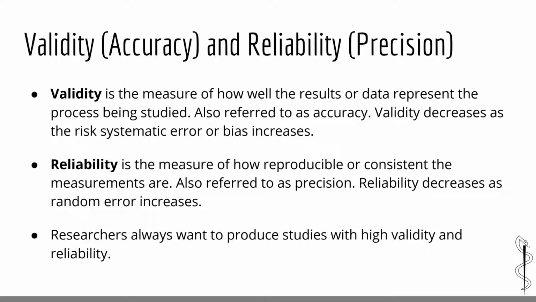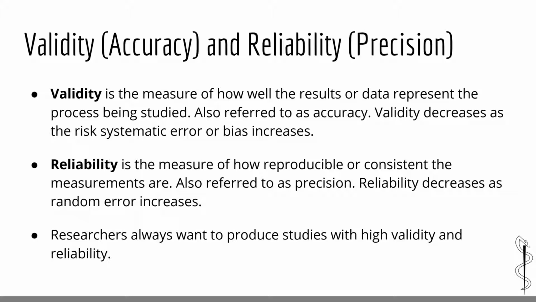We're going to start with a concept which is a bit more abstract, but extremely important in research. We're going to talk about validity and reliability. So what is validity? Validity is defined as the measure of how well the results or data represent the process being studied. It is also referred to as accuracy. Validity decreases as the risk of systematic error or bias increases.